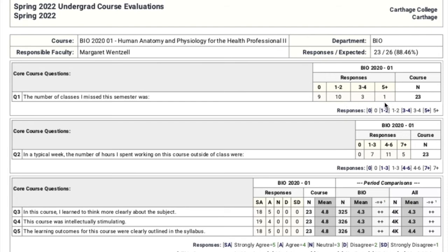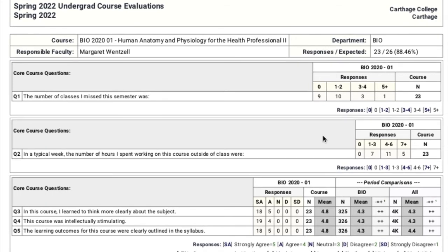The number of classes I missed: by the second semester, we do not have a lot of absences. It's actually surprising that we had 3 students missing 3 to 4 classes. In the first semester, we have lots of issues with attendance. And by the second semester, let's just say that a lot of those issues have resolved themselves. Students have basically learned that they have to come to class. So very few misses. 9 students literally missed 0 classes at all. 10 students missed 1 to 2 classes. That's pretty typical second semester.